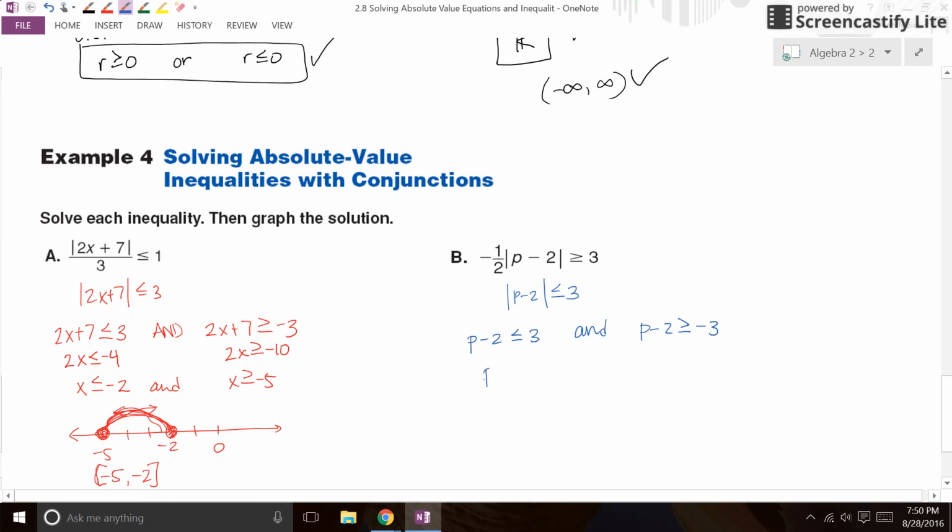Add 2 to both sides. P is less than or equal to 5. And at the same time, p is greater than or equal to negative 1. And there is my solution. What does my graph look like? Well, here's negative 1, 0, 1, 2, 3, 4, 5. Two numbers that I have to put on there are 5 and negative 1. This says 5 is filled in everybody below, and negative 1 says everybody filled in and above.